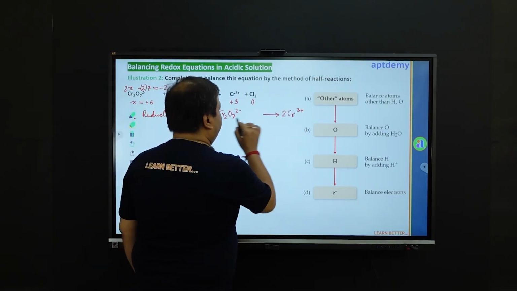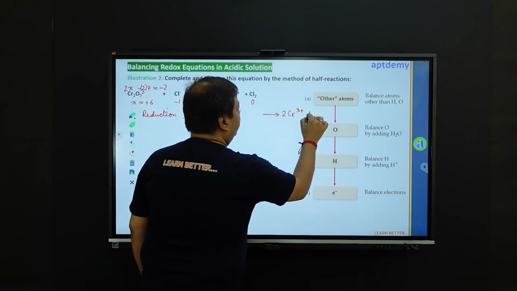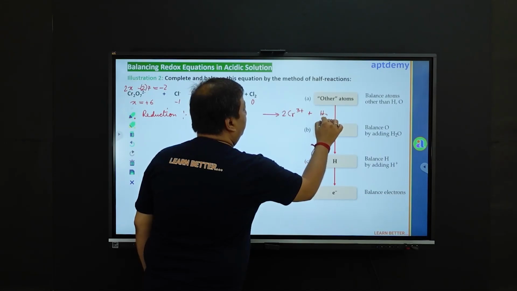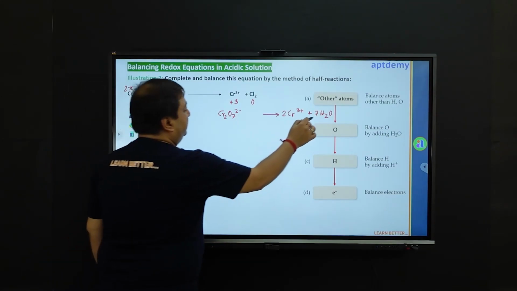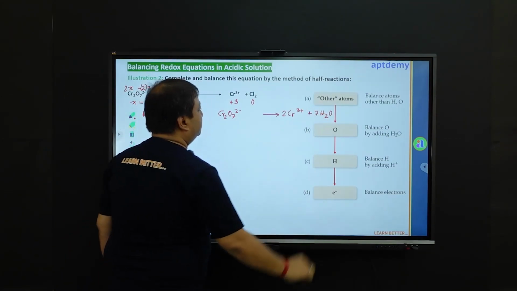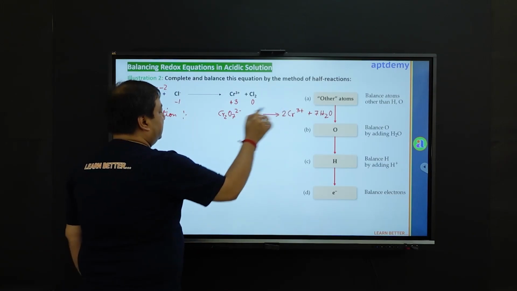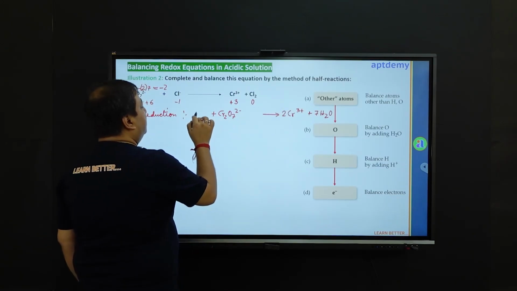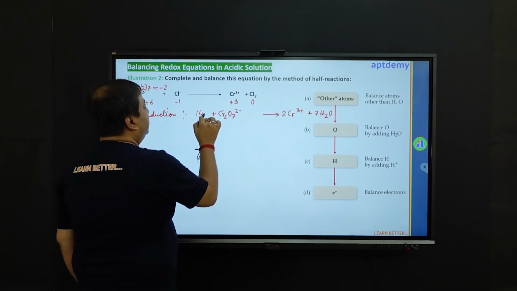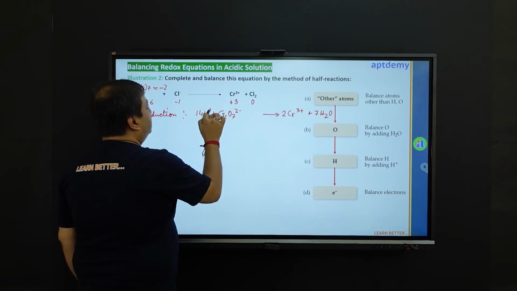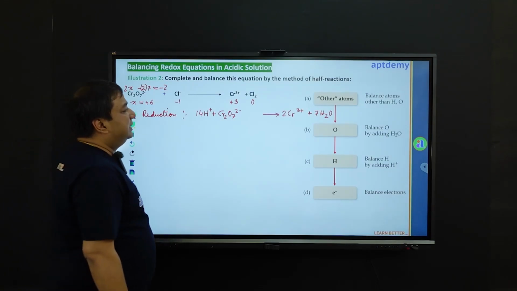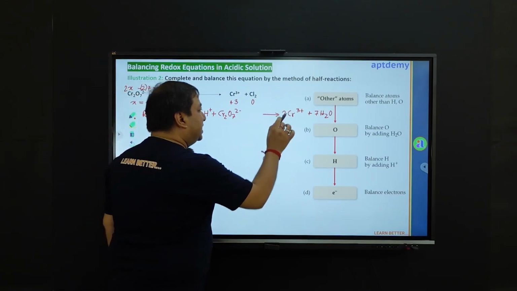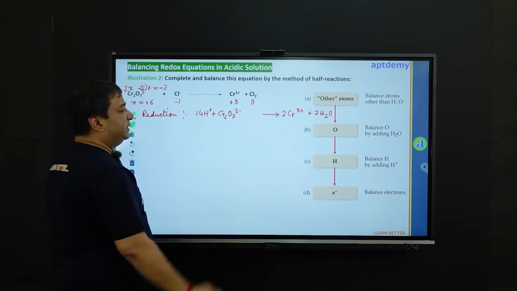Now we have to balance oxygen, so we would write water, and that has to be multiplied with 7. Now we have extra hydrogen on the left hand side, so we will balance the hydrogen by adding protons. We will add 14 protons over here. And now we have to do charge balance because the atom balance has been done.